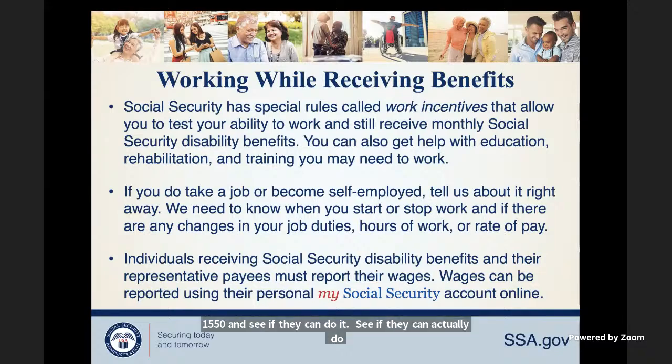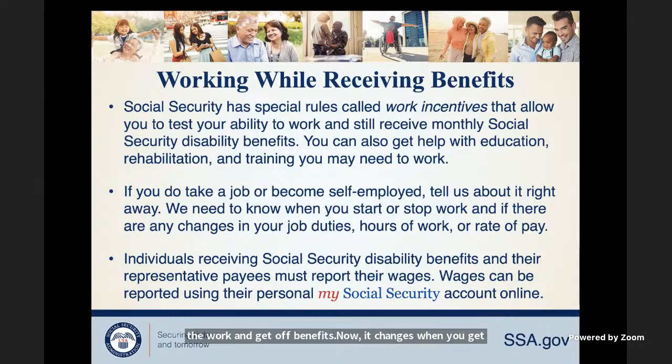Now, it changes when you get approved. So there's 2 substantial amounts. When people are filing, if they go over $1,550, until that application is approved, we may not be able to approve them. Once they start getting benefits, a trial work period month is $1,110. It changes. So if somebody goes over that for 9 months total when they're receiving disability, there's a possibility that that benefit is going to stop. You go over it a couple months, that's okay.